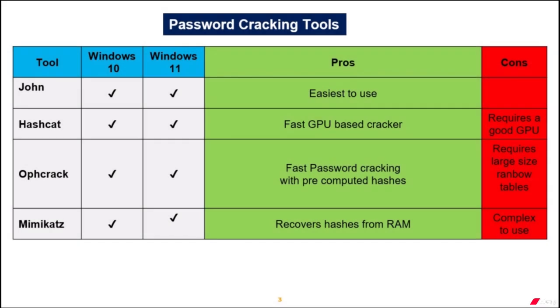Similarly, for password cracking tools, we have different options. John is the easiest to use, whereas Hashcat is the fast GPU-based cracker. Both John and Hashcat use word lists to crack the passwords, whereas Ophcrack uses pre-computed hashes called rainbow tables to crack the password. Whereas the last tool, Mimikatz, can recover hashes from RAM as well. However, it is complex to use. The choice of a password cracker will depend on your target and how complex the password is.